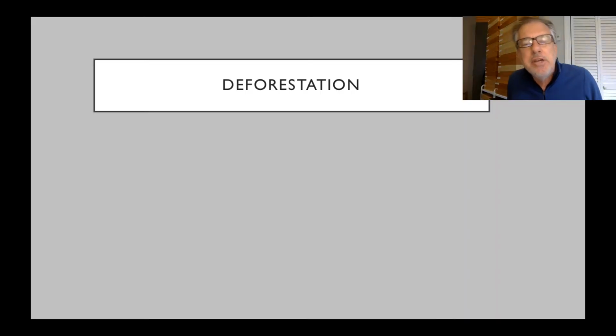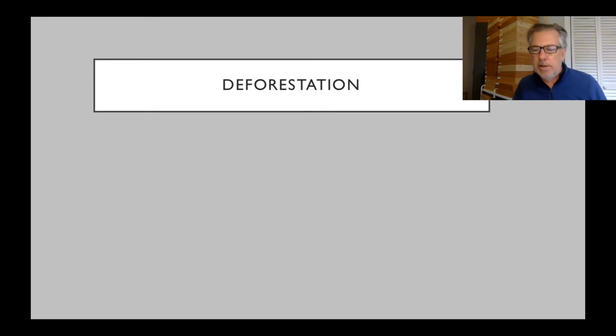Hello everybody. Today we have the second video in our unit about human appropriation of ecosystem goods and services. And the issues we're going to cover today are deforestation and modern agriculture.